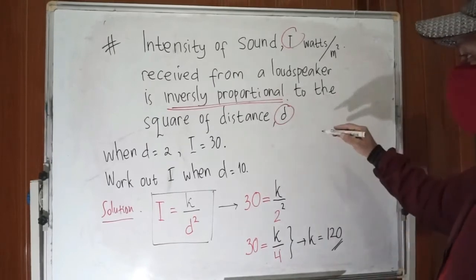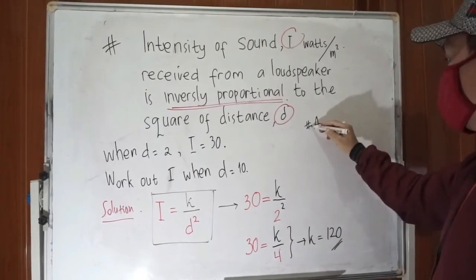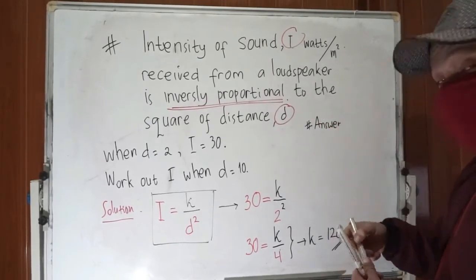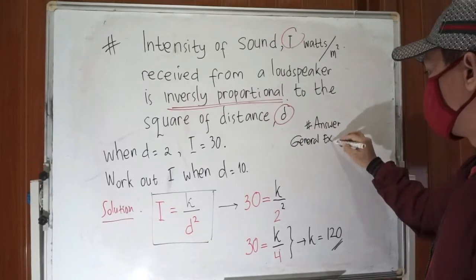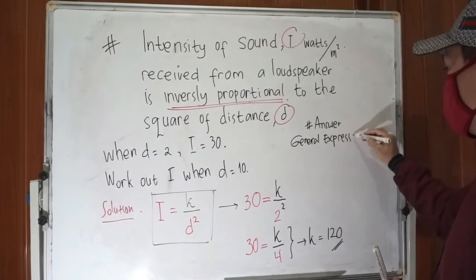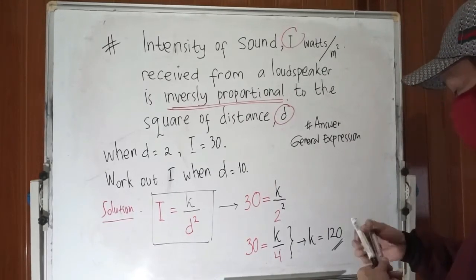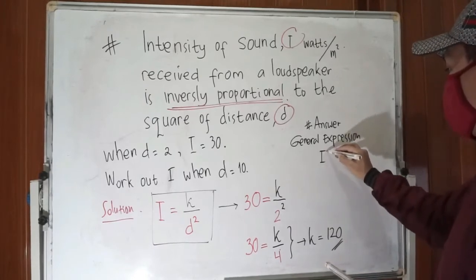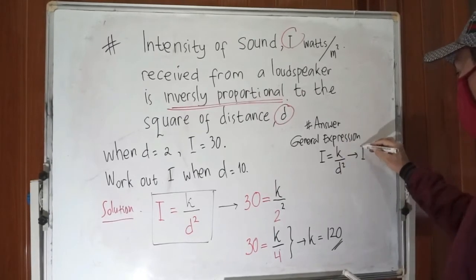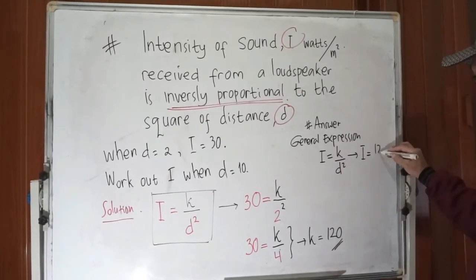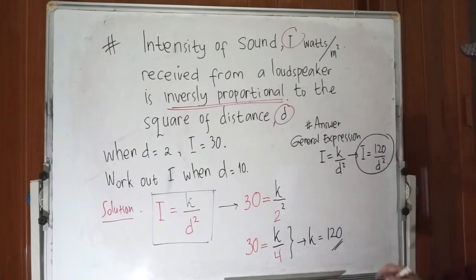So we go to the answer. The general formula or general expression: I equals k over d squared. So I equals 120 over d squared. This is the general expression.